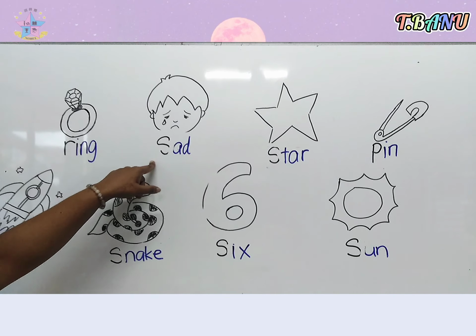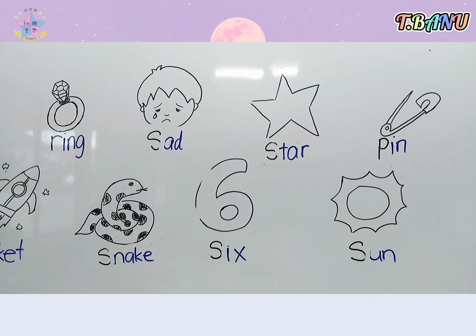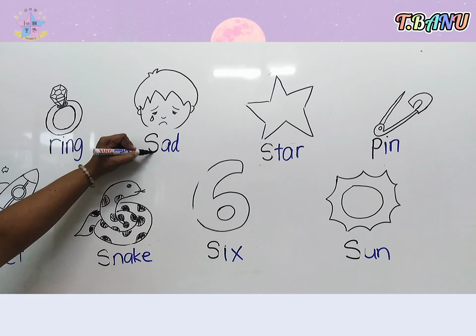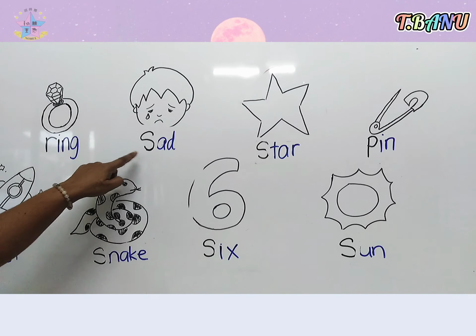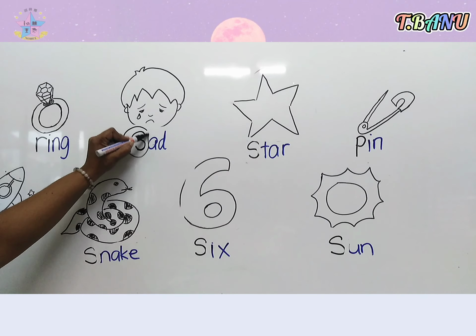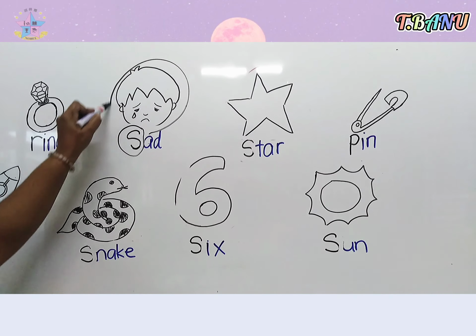So children, this is letter S. S, set. S, set. So circle the letter S and circle the picture.